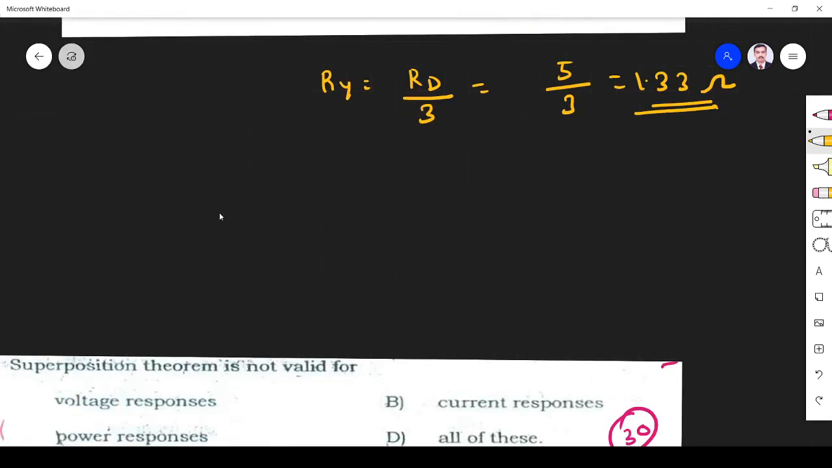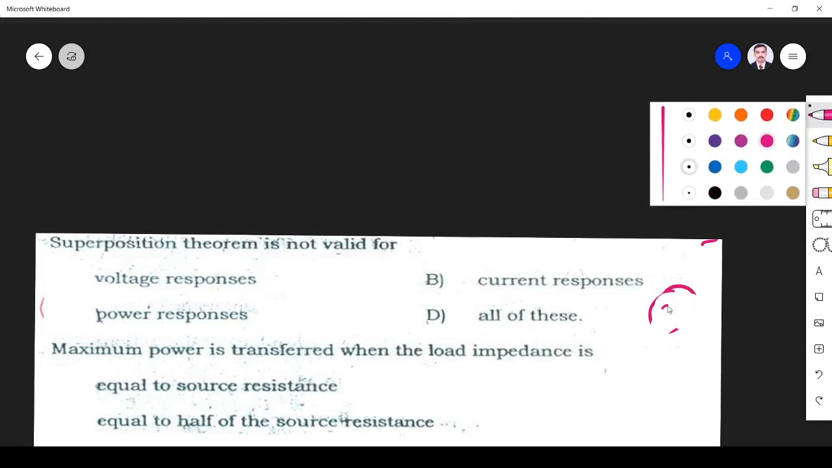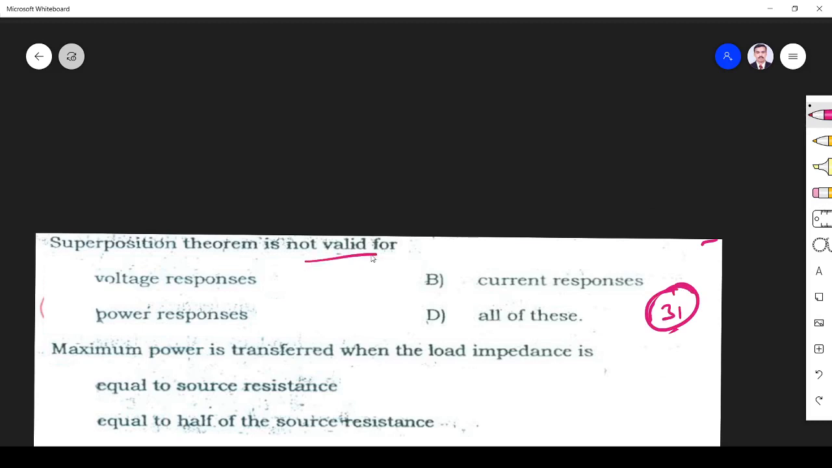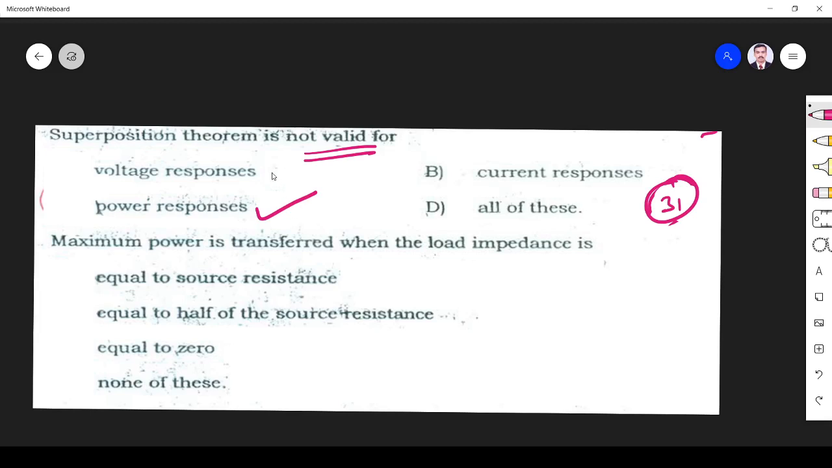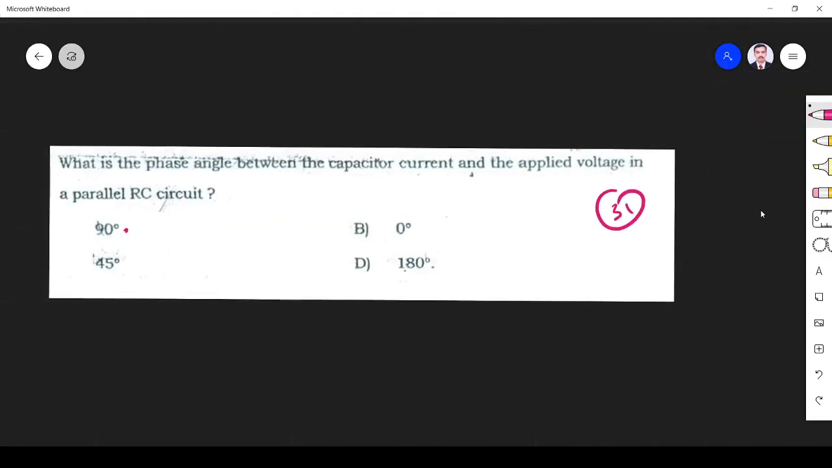30, this is 31. Let us see. Here they are asking about the superposition theorem. They ask this question regularly. Already we saw this answer. Superposition theorem cannot be used to calculate power. So option C is the right answer. It can be used for voltage response and current response, but cannot be used for power response. Next, 32. Maximum power is transferred to the load when load resistance equals source resistance. Option A, direct question. Okay, next one. This is 33. What are they asking?